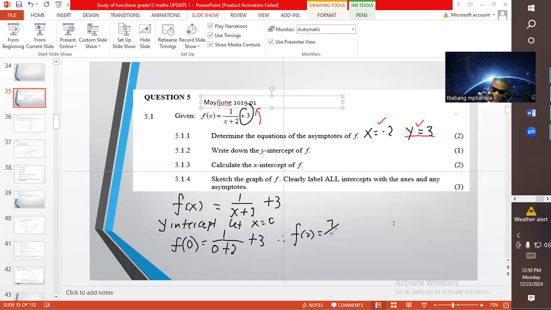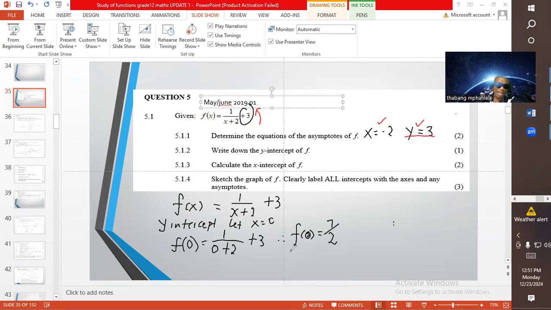If I make a mistake, bear with me. I'm not using a calculator, but actually this one is 7 over 2. No way, it is 7 over 2. Sorry, it is f of 0 equals 7 over 2. So the y-intercept is 7 over 2. How many marks? 1 mark. So they say it's easy. You just substitute 0 there, you find your y-intercept, we give you a mark.